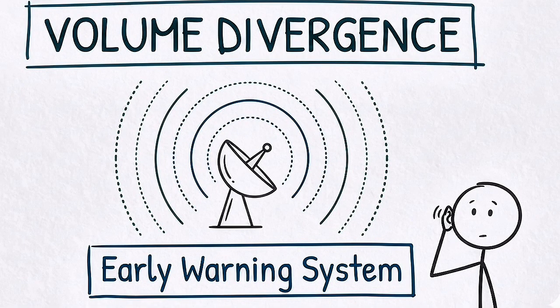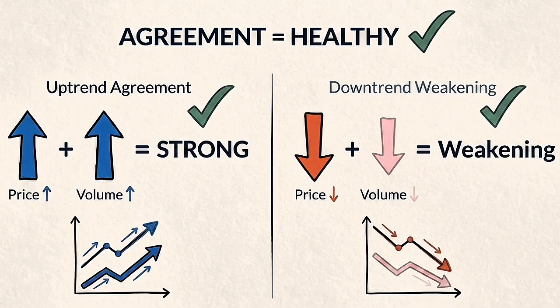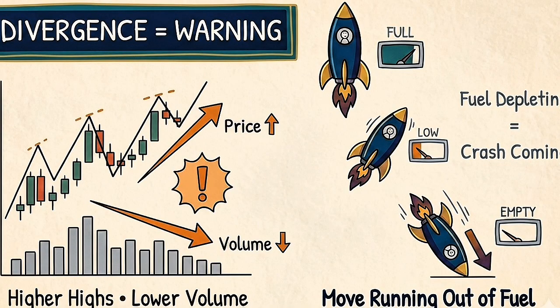Now let's talk about one of the most powerful warning signals in volume analysis. Volume divergence. When price and volume agree with each other, the trend is healthy. Price going up, volume going up, strong. Price going down, volume going down. The selling is weakening. But when price and volume disagree, that's your early warning system. Here's the most important one. Imagine price is making new highs. The chart looks great. Everyone is celebrating. But if you look at the volume bars, they're getting smaller. Each new high has less volume than the previous one.